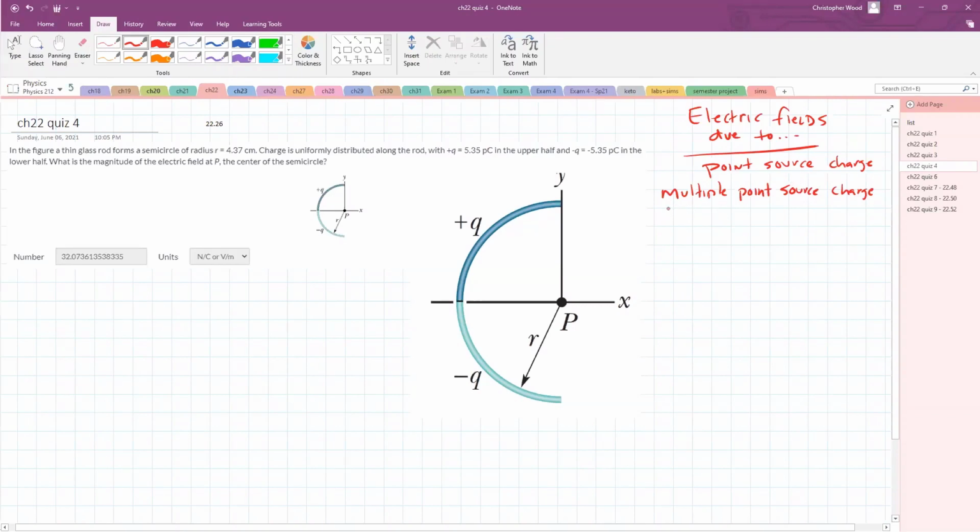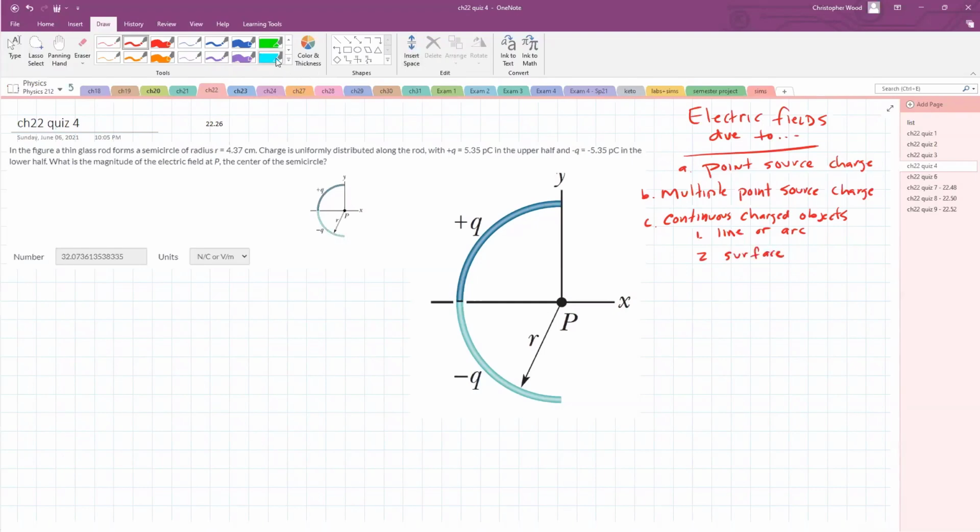Now we're going to graduate to a line of continuous charge, continuous charged objects. In terms of continuous charged objects, if I call these A, B, and C, the first one would be a line or arc. And then we're going to graduate from a line or arc to a charged surface. So we are here right now.